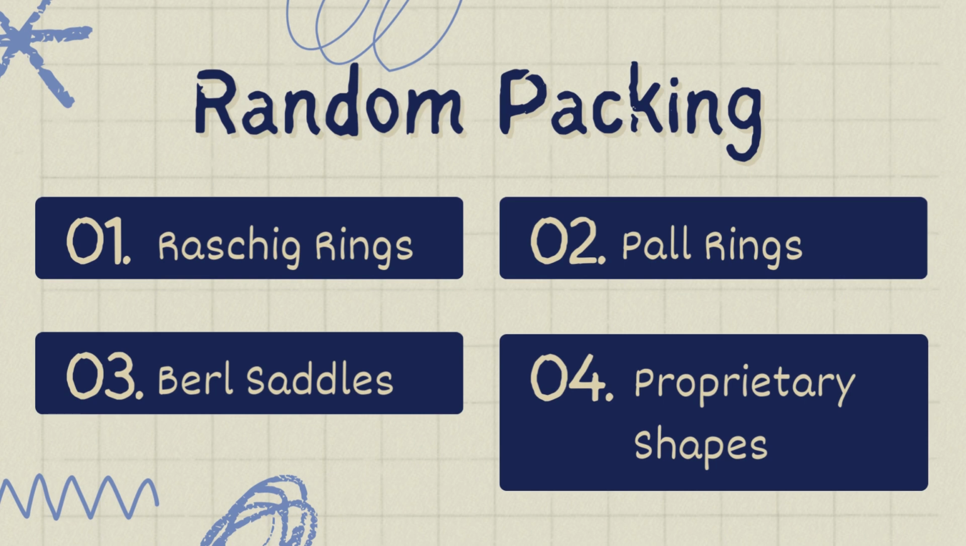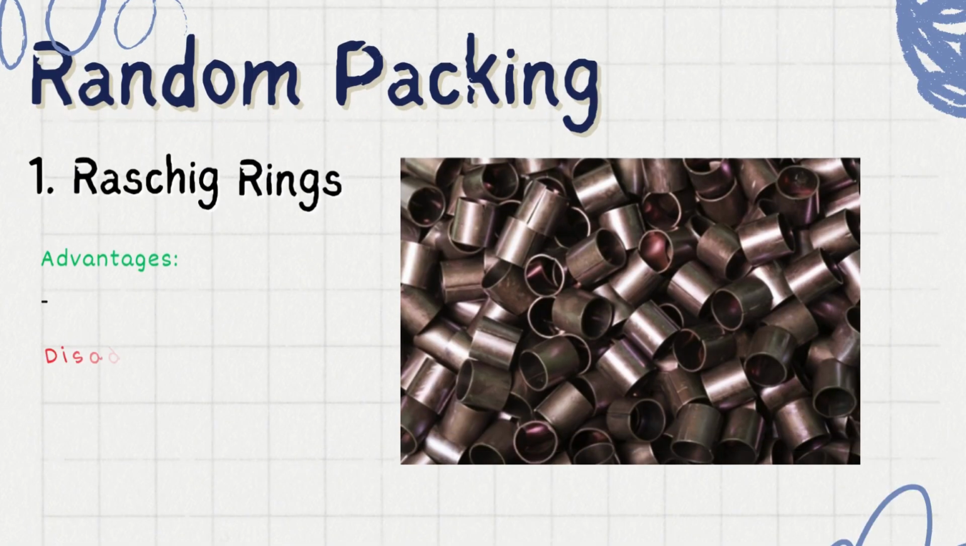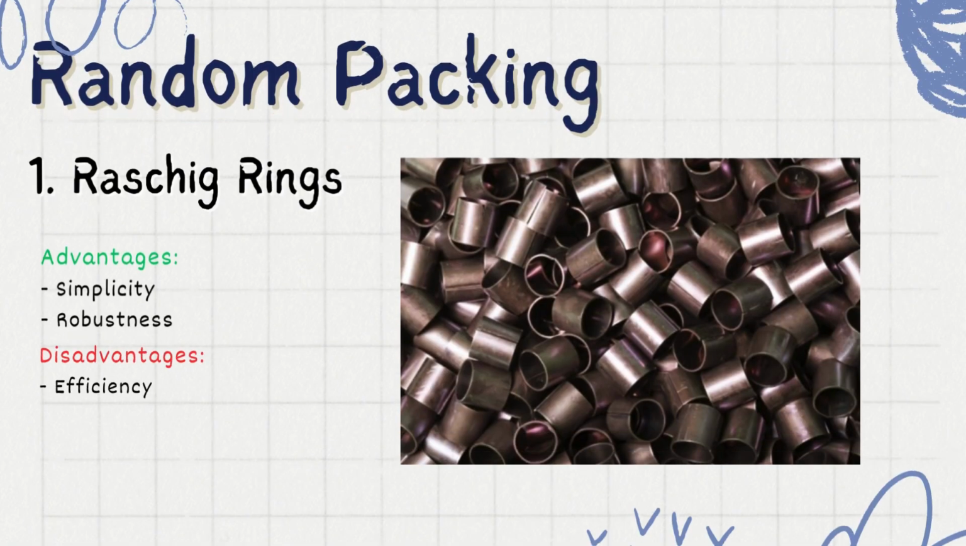Talking in more detail about the random packing, guys, first of all we are going to look at the types of random packing. Guys, in this video we are going to discuss four types of random packing, from which firstly we are going to discuss the raschig ring, then the ball ring, then the Berl saddle ring, and at last proprietary shapes. Okay guys, so now let's get started with the types of random packing. We are going to begin with the raschig ring.